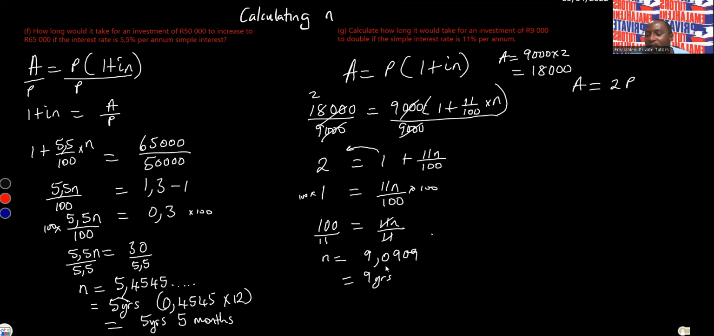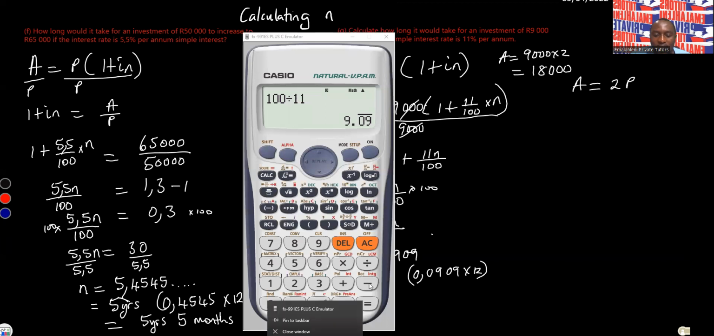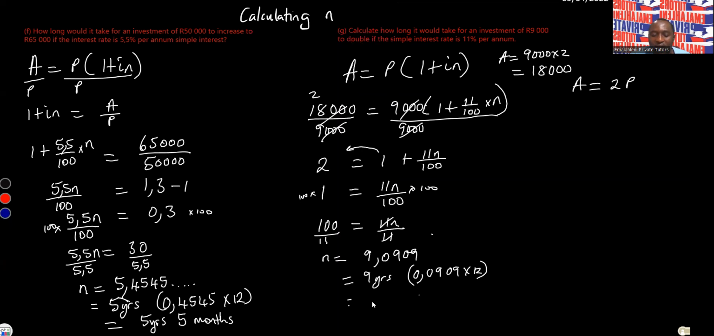But now I want to see how many months now. So how many months is going to be 0,0909 times 12. So we just put in our calculator there. We're going to say minus 9 so that we can get that decimal. Okay. Then we multiply by 12. Then we see that what we get here is 1,09. So it's going to be 9 years, 1 month. Okay. So that's what we're going to have there. 9 years, 1 month. Okay.